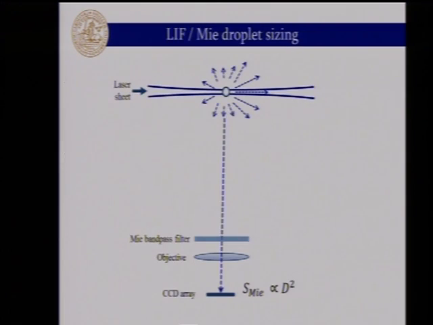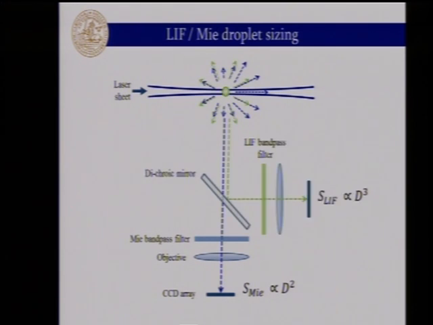Then we decided to do the LIF/Mie droplet sizing approach. So the idea is you shine a laser beam on a droplet, and you have Mie scattered light. If the droplets are not too small, this is related to the surface area of the droplets. Now, if you put a dye in the droplets and you excite it, then you will have fluorescence. And by using a dichroic mirror, you can get a signal which is related to the volume of the droplets. This is true if the droplets are not too big, or if the concentration of dye is not too high. So all of this is true if the droplets are spherical.